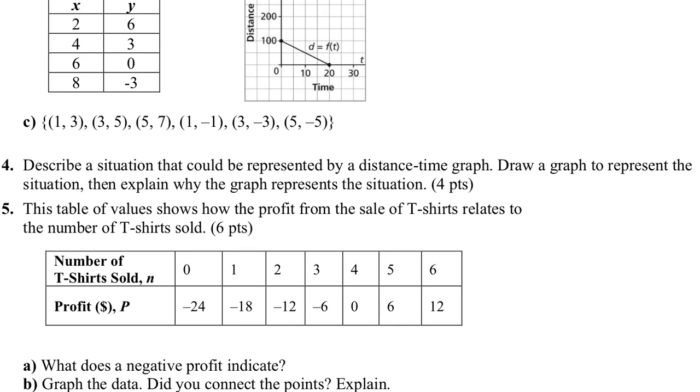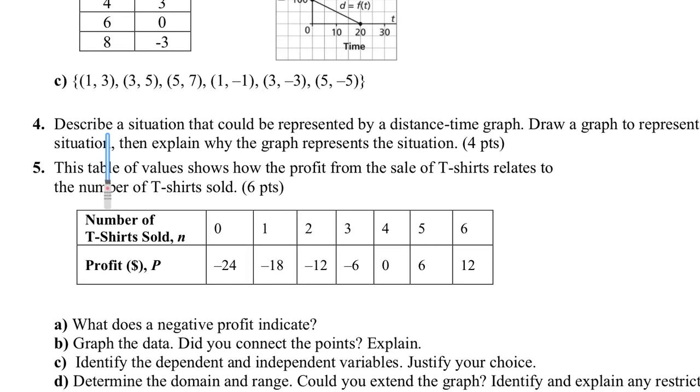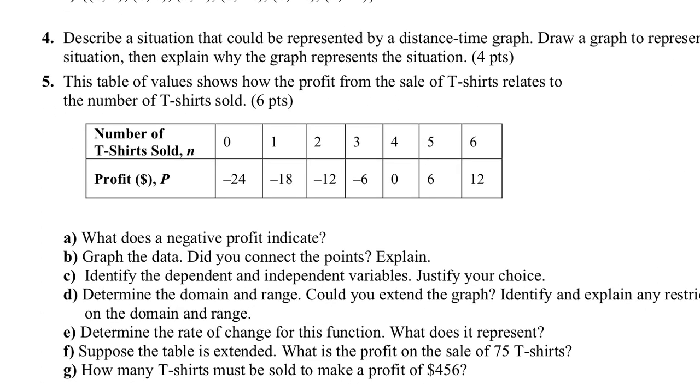Question number 4, you're going to draw a diagram representing a situation. I'll go over how we do this and then label it. And question 5 is a bit of a word problem that involves you selling t-shirts and how much money you make from selling the t-shirts, and we'll go over that.